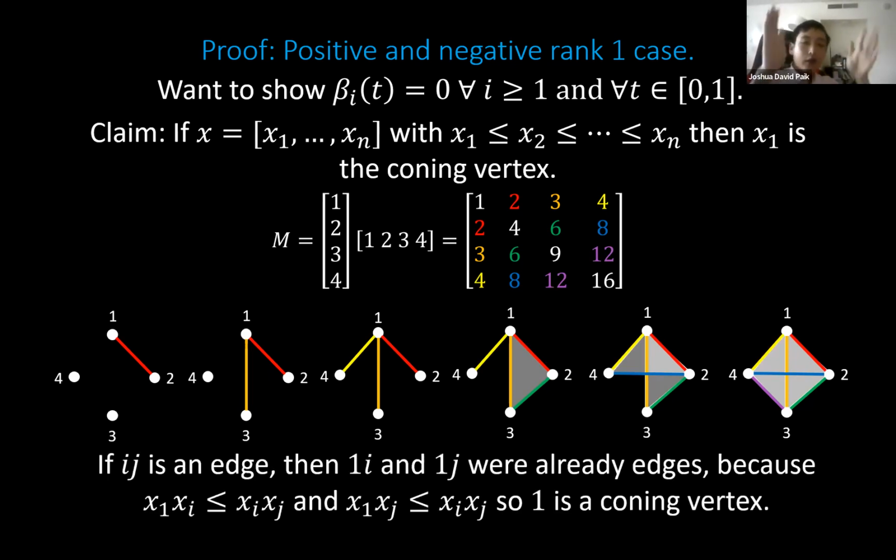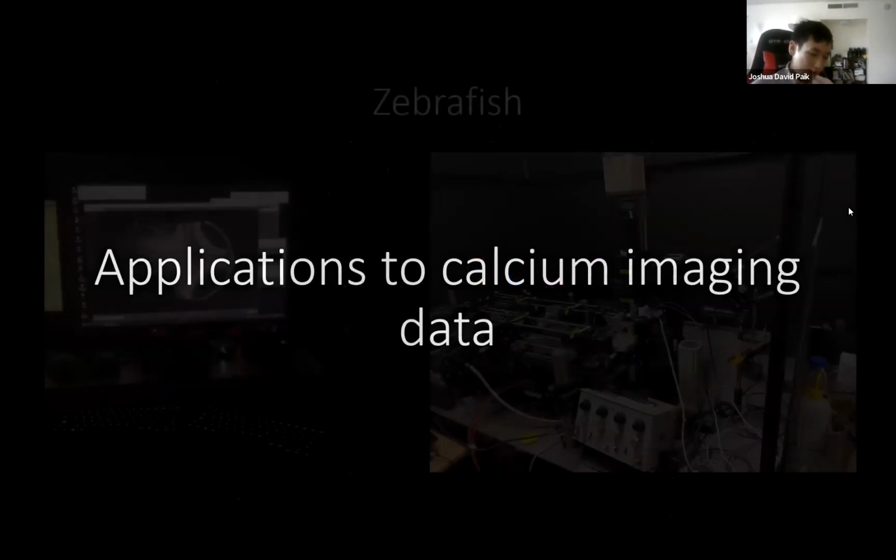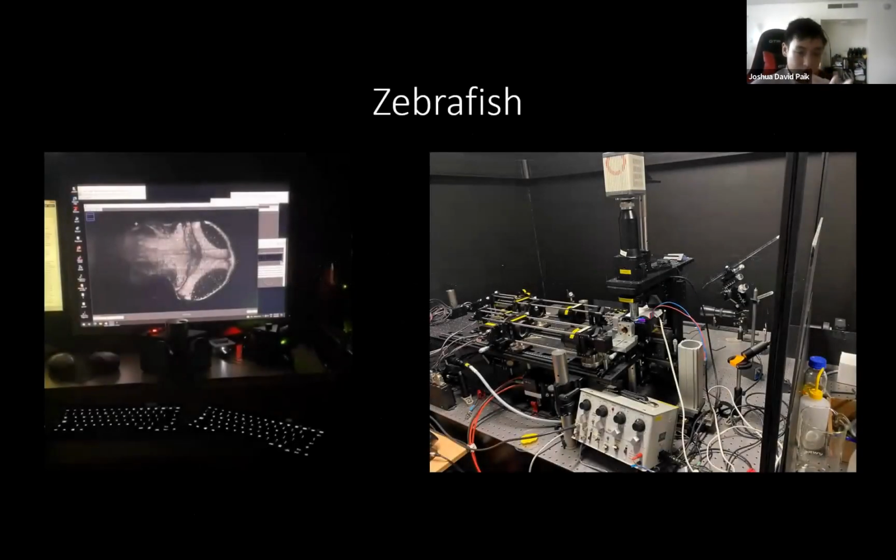If we add in an edge, then already 1, i and 1, j were already edges, just by a grade school inequality. So now 1 must be the coning vertex, and since we have a coning vertex, it's contractible. So at every step of this filtration, the associated simplex is contractible. We have the theorem. And in the negative rank 1 case, it's the same thing, except now the coning vertex is going to be minus 4. Done.